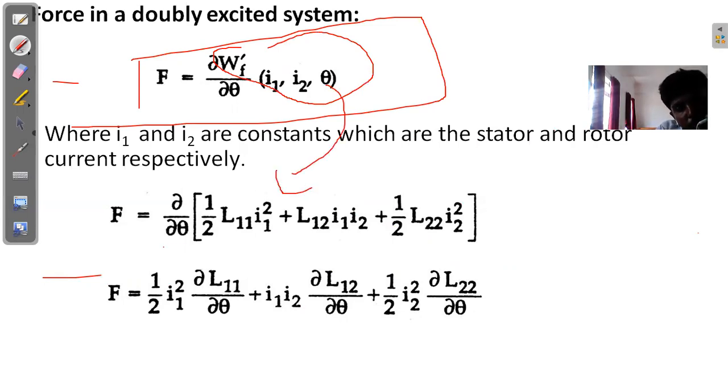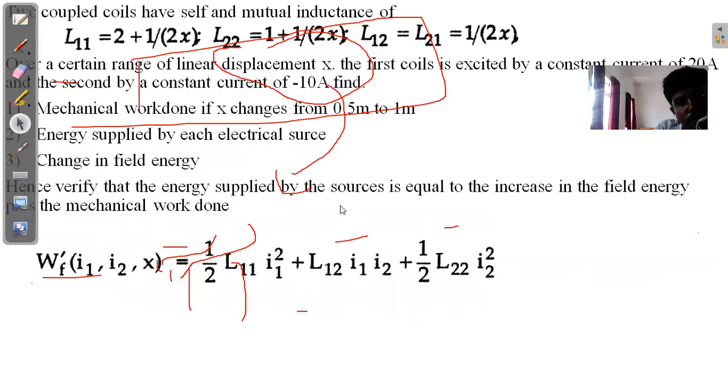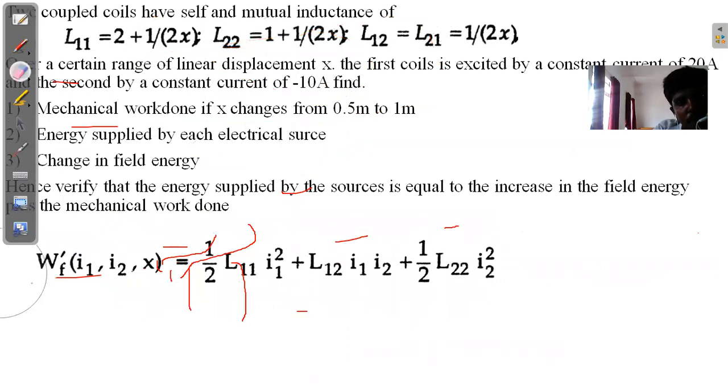The variable parameter, let's put as theta. So we differentiate. We get 1 by 2 is a constant, I1 is also constant, so the flux linkage will be the variable. So only dou L1 divided by dou theta remains. Here, I1 I2 into dou L1 divided by dou theta, and 1 by 2 into I2 square into dou L2 divided by dou theta.